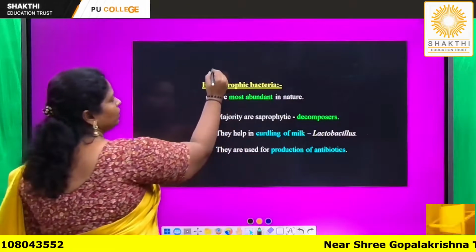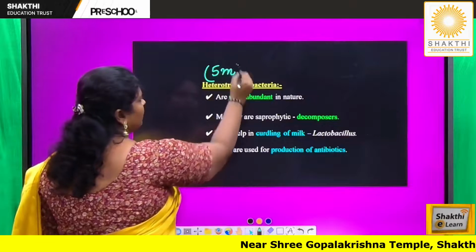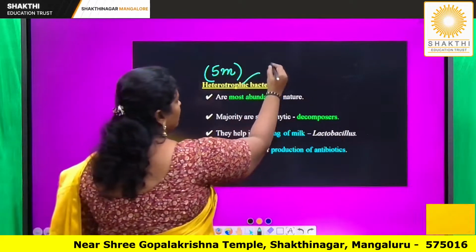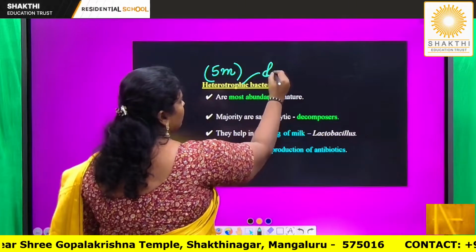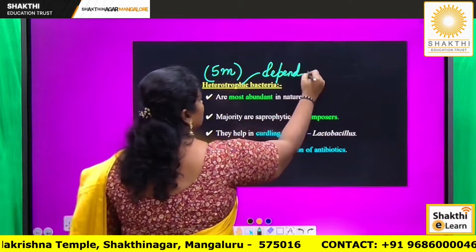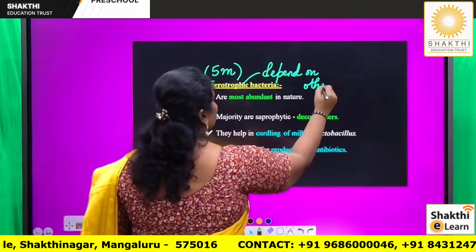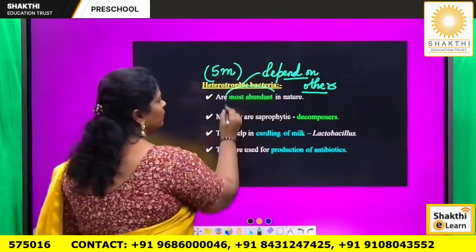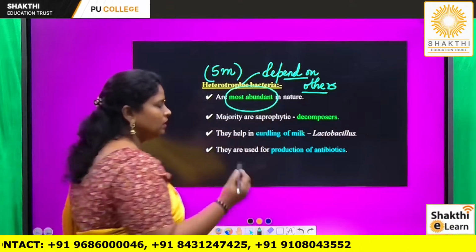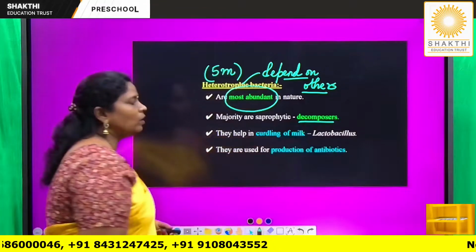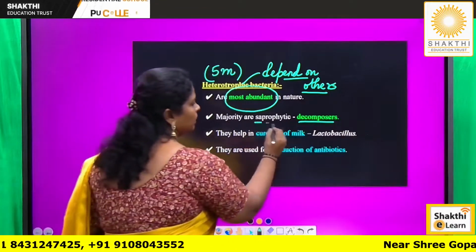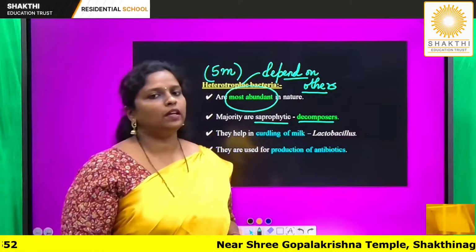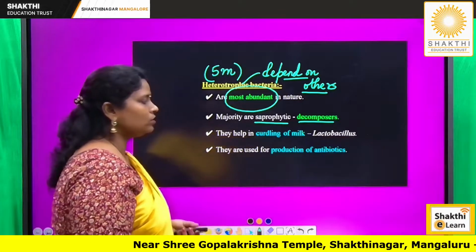Next, very important for 5 marks: list out the features of heterotrophic bacteria. What are heterotrophic bacteria? These are the bacteria which depend on others for their food. Hetero means different. So what are the important features? You will find them in very huge numbers, most abundant. They mainly function in decomposition, that is, they are saprophytic. Whatever organic waste is there is converted into smaller organic content with the help of bacteria. This group is heterotrophic bacteria.